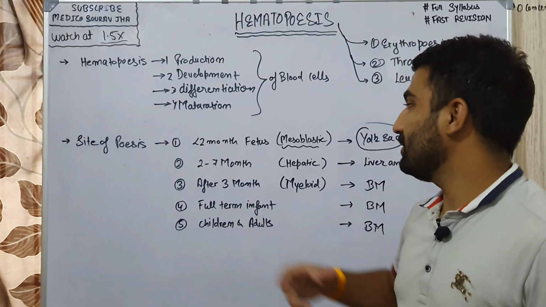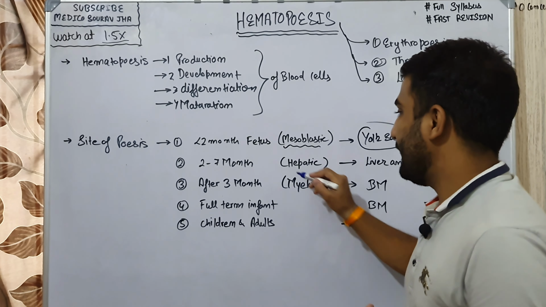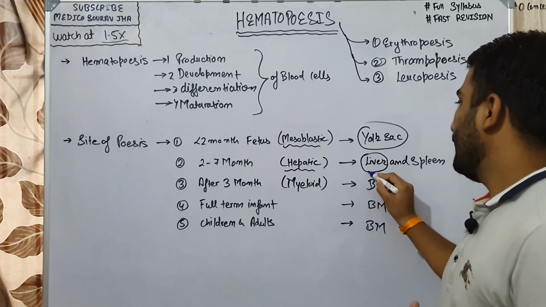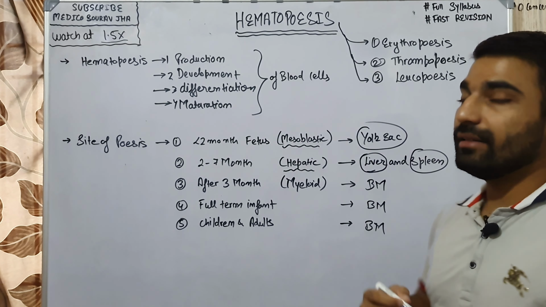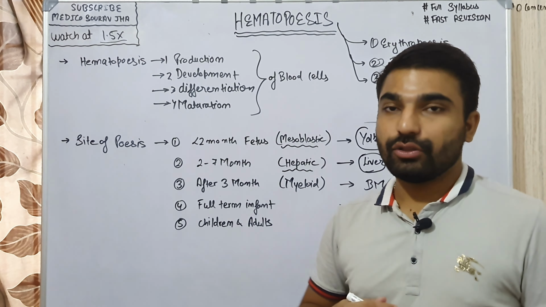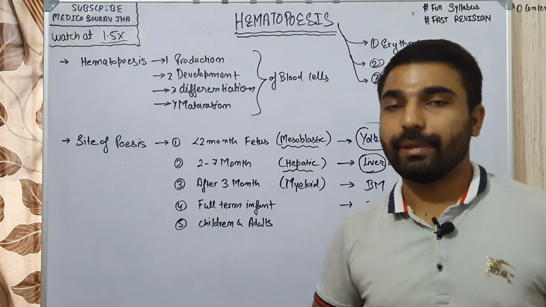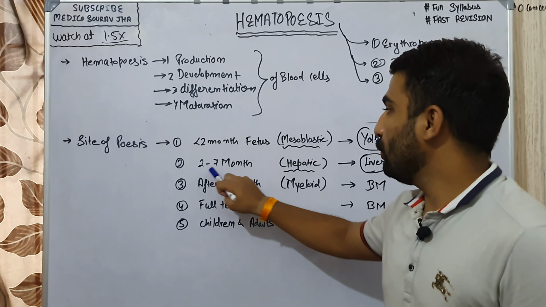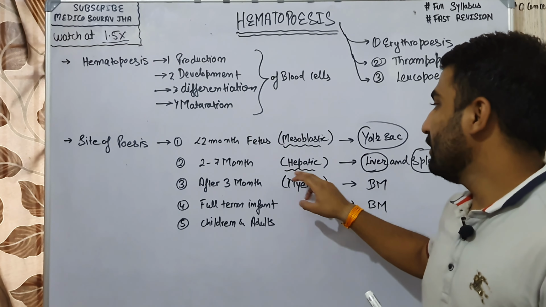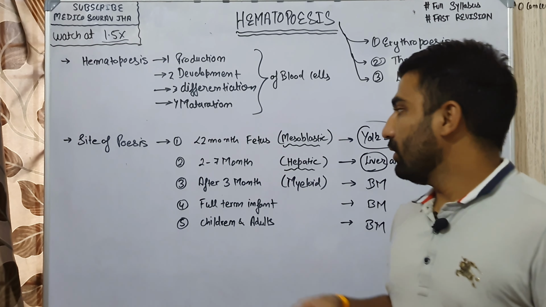The second is 2 to 7 months fetus. Here the blood actually forms in the hepatic phase, and the site of formation is liver and spleen. Liver has hepatocyte cells, so whatever happens inside the liver is called hepatic. So it is called the hepatic phase. A 2 to 7 months fetus has the production of blood in liver and spleen.